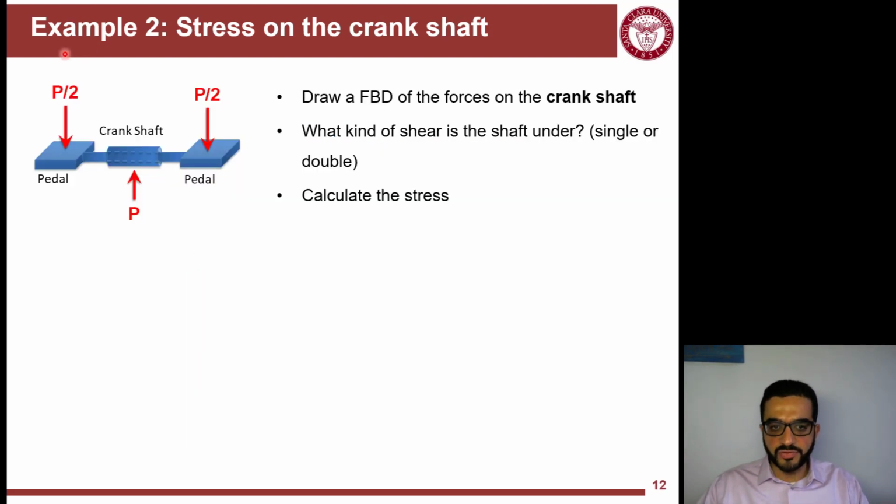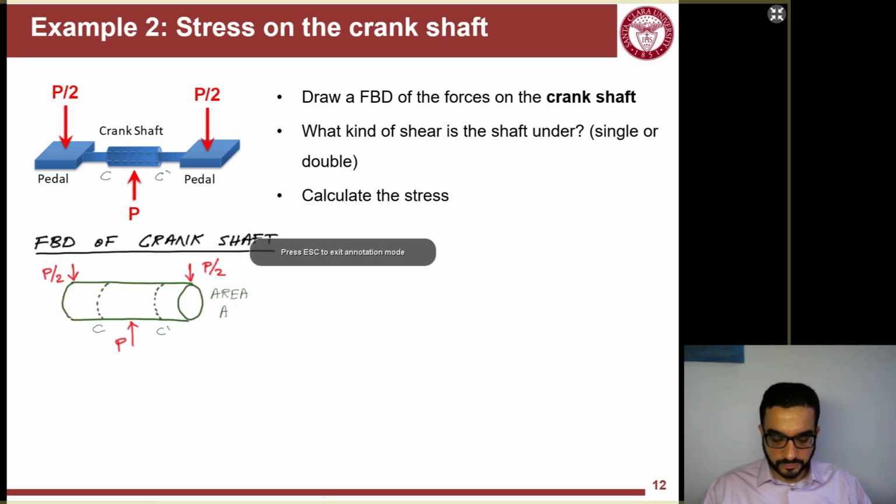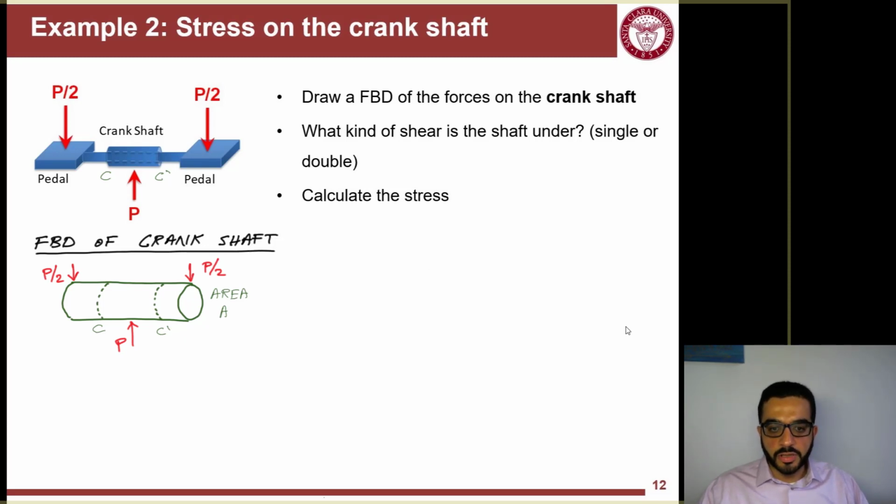So this is a simplified version of what I just described, and what we're trying to do here, similar to the previous example, is to do the free body diagram and analyze the equilibrium here, analyze the shear stress. So this is the free body diagram. I draw here C and C prime. Focus only on the crankshaft and imposing the loads and the reaction.